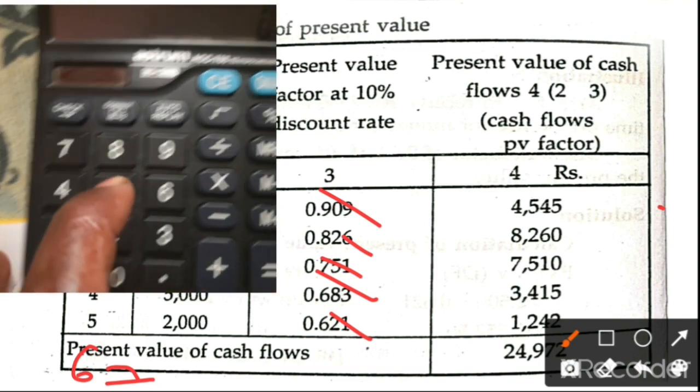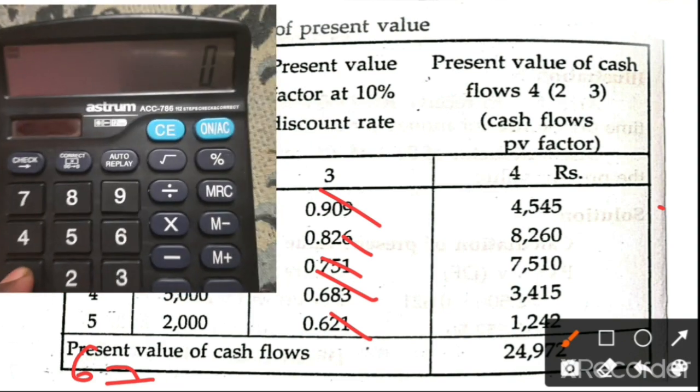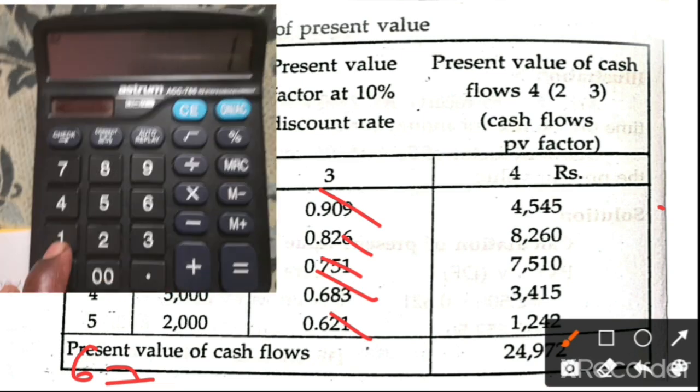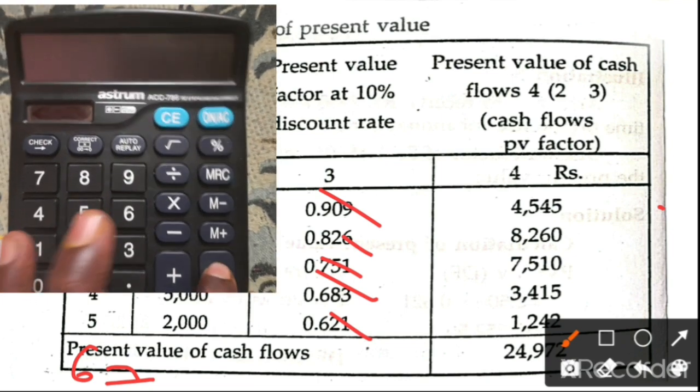After that, directly on the calculator, 1 divided by 1.1. We just put the equal sign. This is the first year.